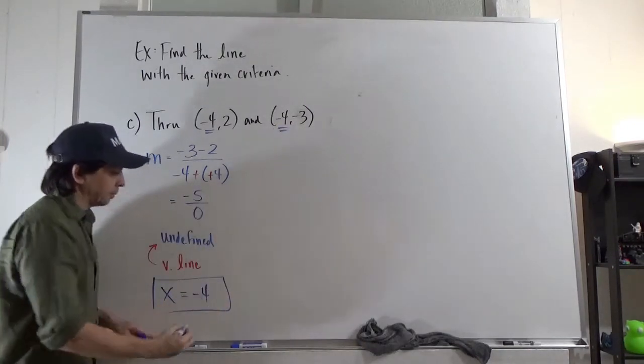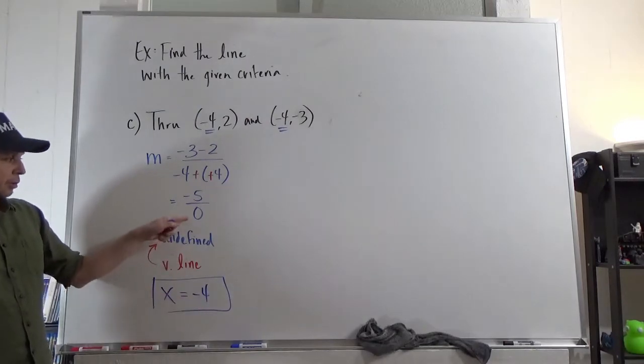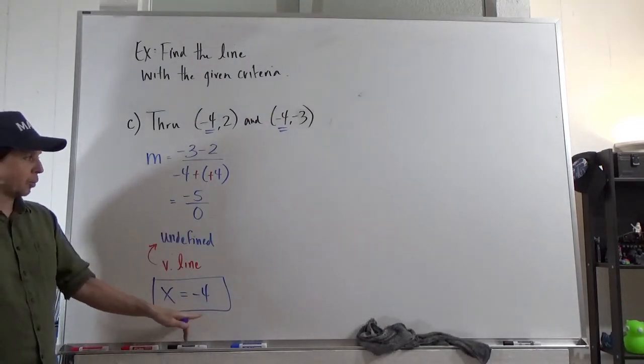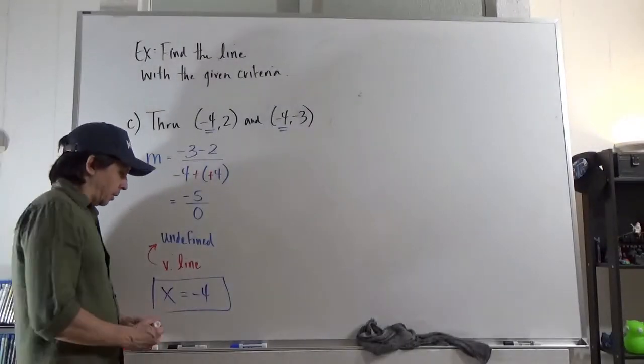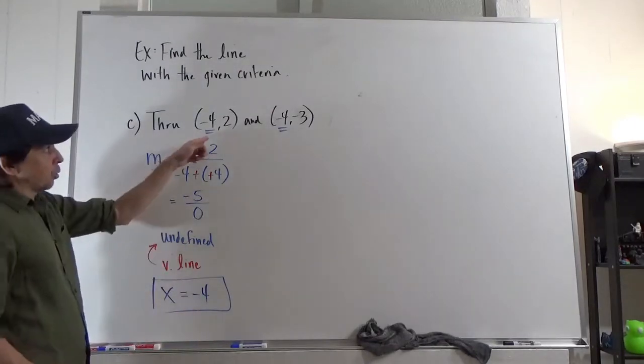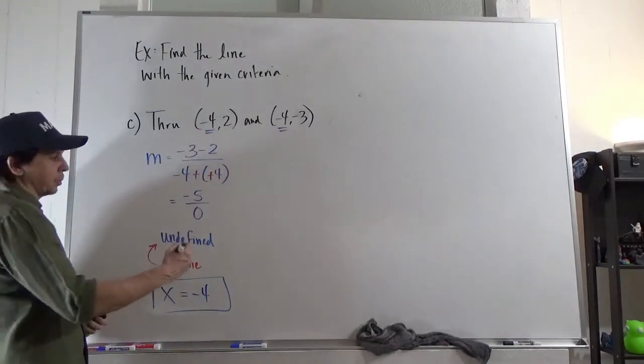Fortunately, they're both the same. In fact, they have to be both the same. That's how you get the 0 here. If they're not both the same, or if you get a 0 here and you don't have the same coordinate, it means you messed up. But okay, so it's x equals -4, because that's the x coordinate of both points that it passes through.